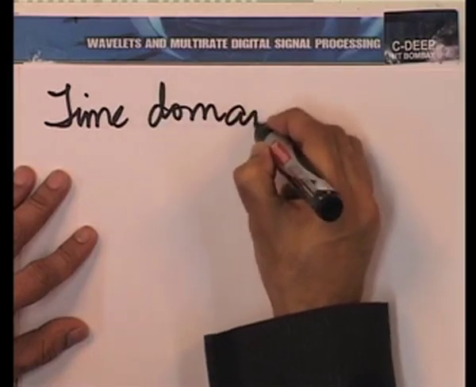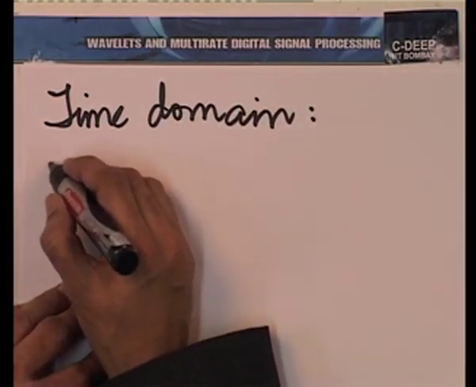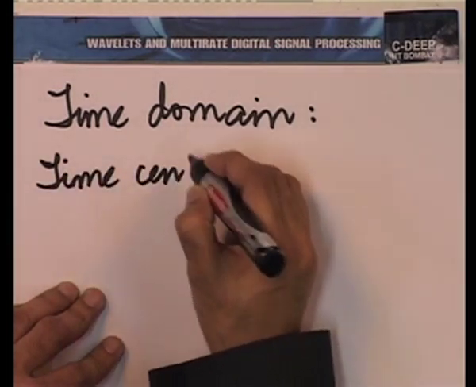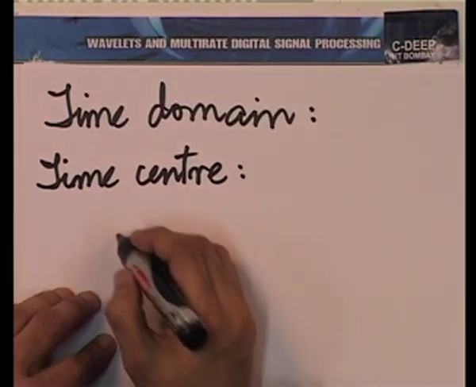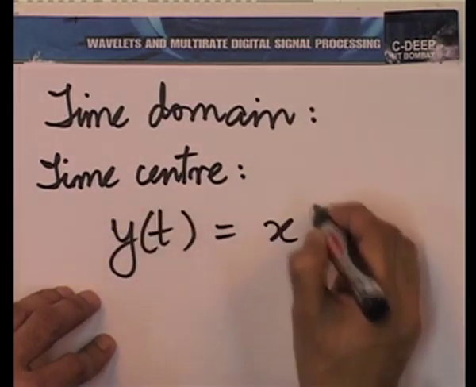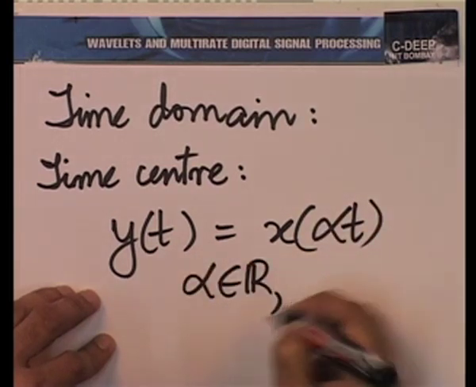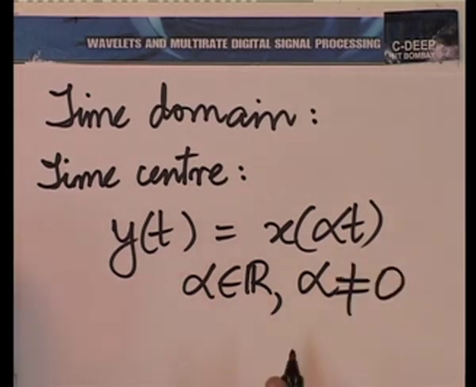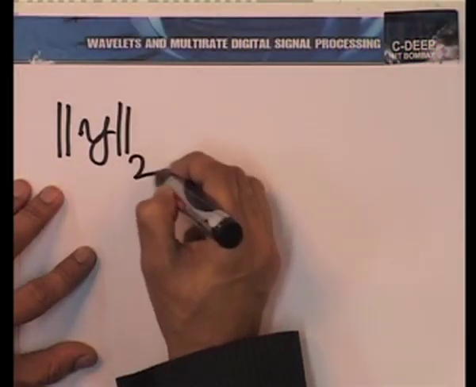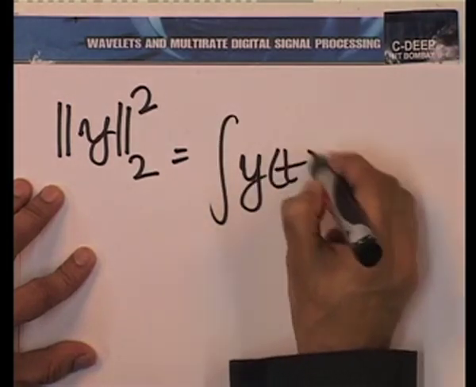So, consider the time domain. Let us see what happens to the time center. Let y t be equal to x of alpha t. As usual, alpha real, alpha not equal to 0. And let us ask, what is the norm of y t, norm squared of y t in the L2 R sense against the norm of x? So, the L2 norm of y is this.